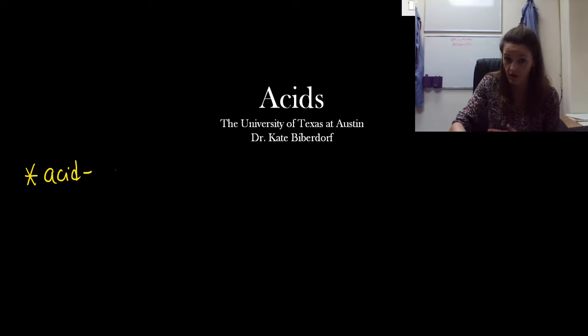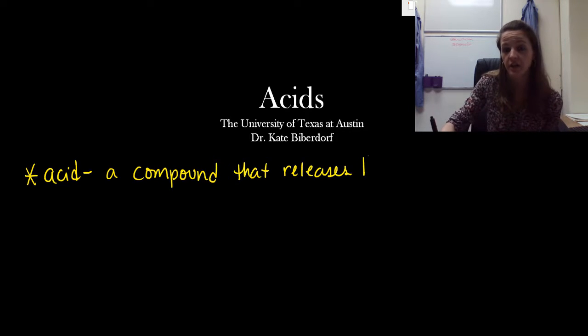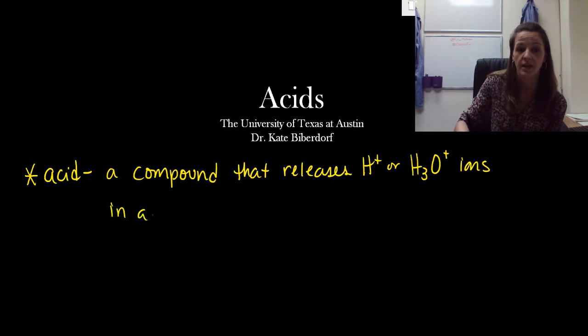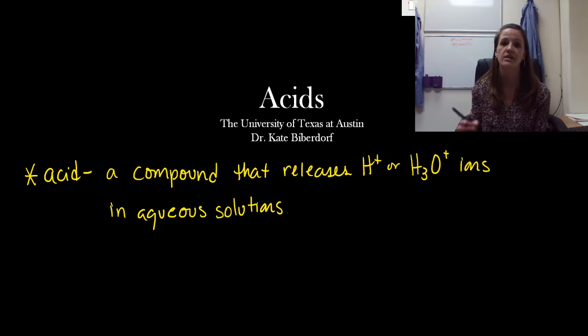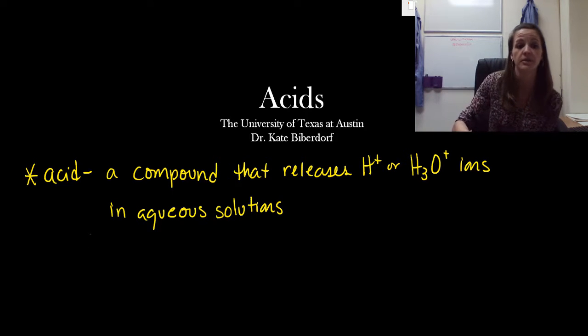An acid in our course is a compound that releases either H plus or H3O plus ions in aqueous solutions. All we're saying is that if we take a solute, so a solid, and dissolve it in the solvent water, and that solute releases H plus or H3O plus ions, we're going to call it an acid. Simple as that. Very simple definition.